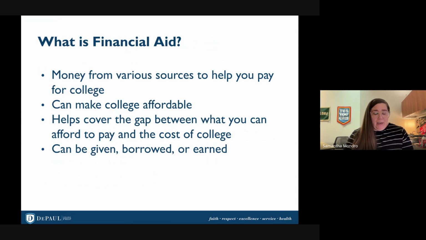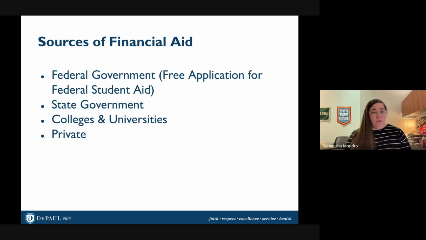Basically, it is a way for colleges to indicate to you the money that comes to your student, whether it's through the federal government, local government, or the school itself, that will help you pay for college. So, a financial aid award letter is going to make college more affordable for our families. It also helps cover the gap between what you can afford to pay and the cost of college. It also outlines loans as well: what you are going to be given, what you can borrow, and all of the things that you are earning. So, your award letter or your financial aid offer is going to be the place where all of this information is listed.